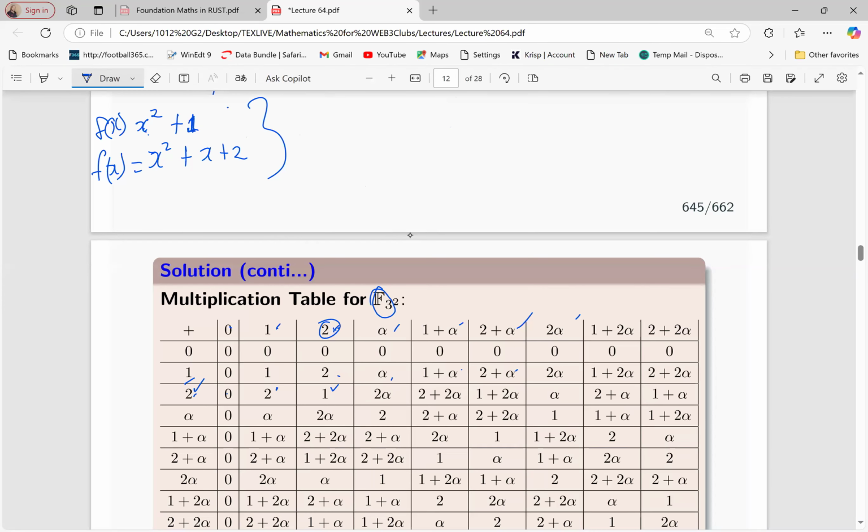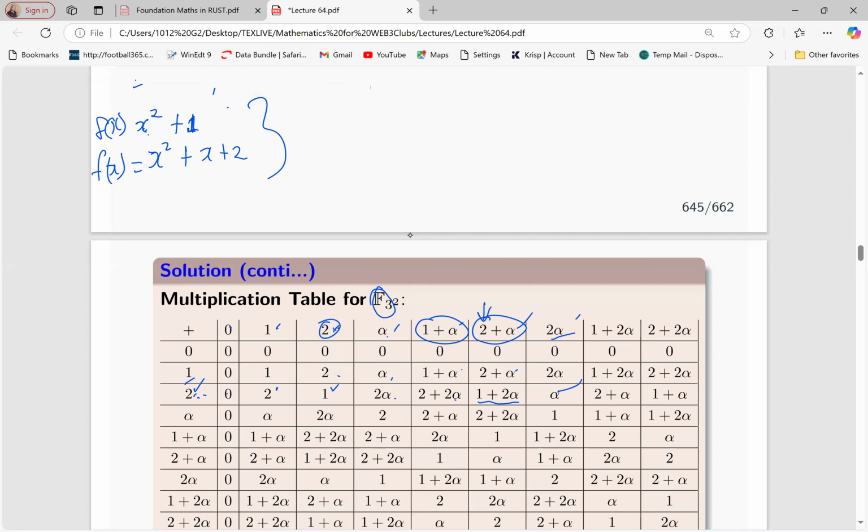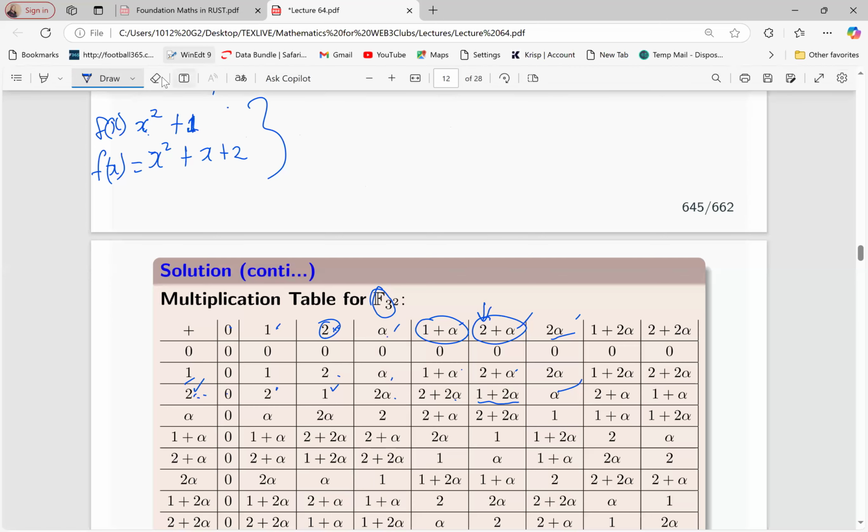2 times alpha will be 2 alpha. 2 times this will be 2 plus 2 alpha. All these are elements of this set. 2 times this will be 4 plus 2 alpha, but 4 mod 3 is 1. Then 2 times this will be 4 alpha, which is alpha. Okay, let's go to cases where we will require the polynomial. You can see the rest are just the same. Let's go to cases where the polynomial is required.